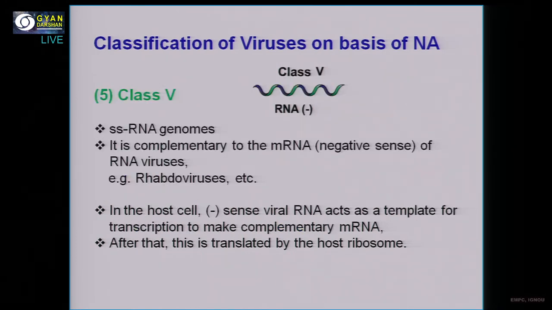And another class is known as class fifth. Class fifth is a single stranded RNA genome that is complementary to mRNA, the negative sense RNA viruses. The best example is rhabdovirus. In the host cell, the negative sense RNA virus acts as a template for transcription to make complementary RNA, messenger RNA. After that, this is translated by the host ribosome.